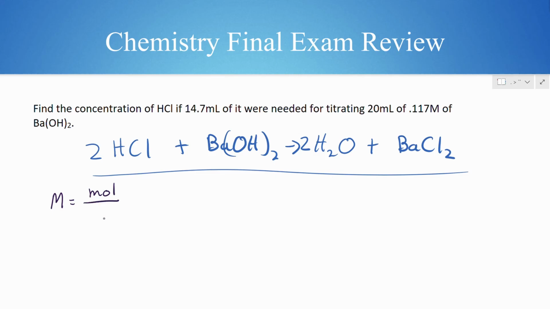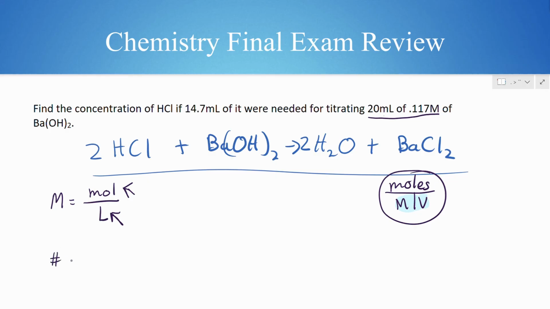So for HCl, somehow we need to find liters and moles. We already have volume. We have it in milliliters, but we can easily convert this to liters. Now, to get the moles of HCl, we're going to have to use the base information to get them. Remember this shortcut? Well, we have volume and we have molarity. We have these two things, and we know that if we multiply them, we get moles. So let's go ahead and do that for the base. So for the base, the number of moles of base, that's going to be equal to the volume times the molarity.